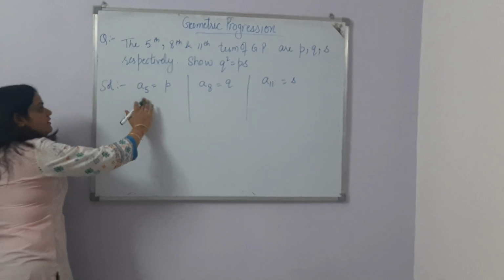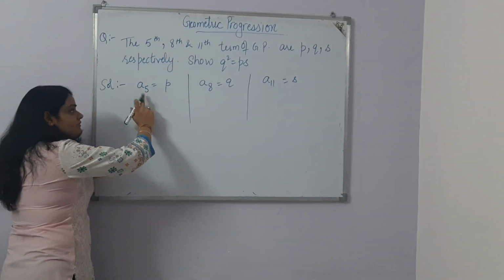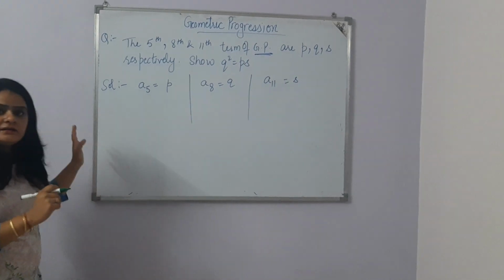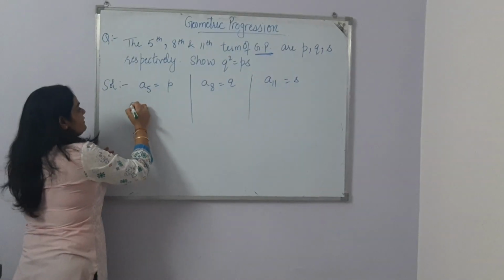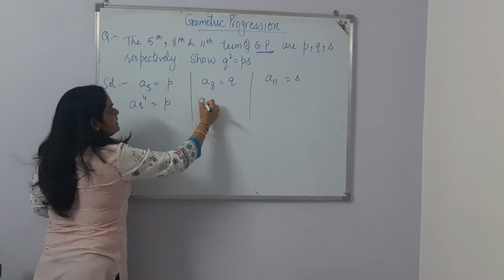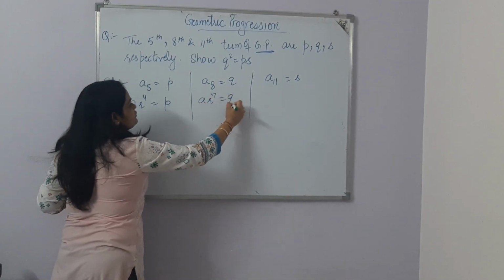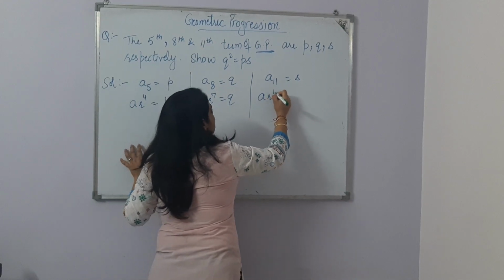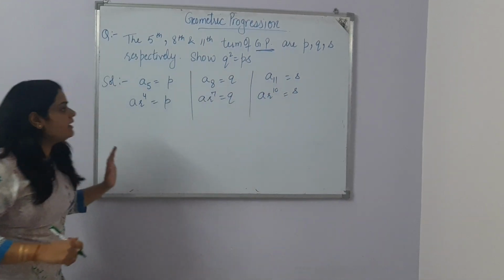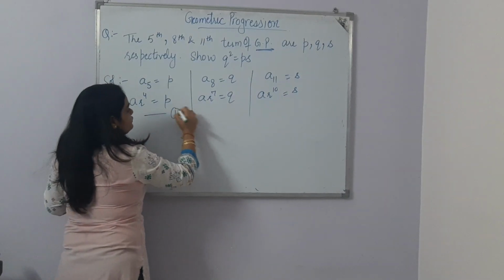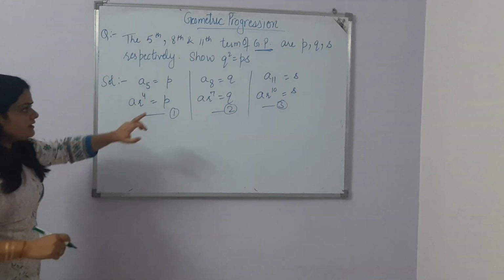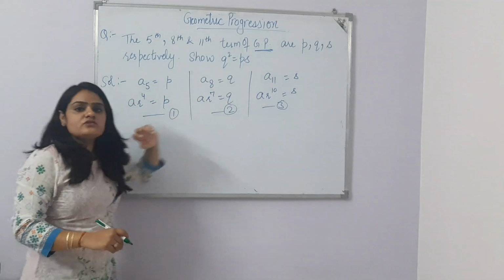We know that these are the terms of a GP, so we can apply the formula of the nth term. A5 means AR raised to power 4 is equal to P, AR raised to power 7 is equal to Q, and AR raised to power 10, since 11 minus 1 is 10, is equal to S. Now we have three equations. Name them 1, 2, 3. But we need to show Q square is equal to PS.